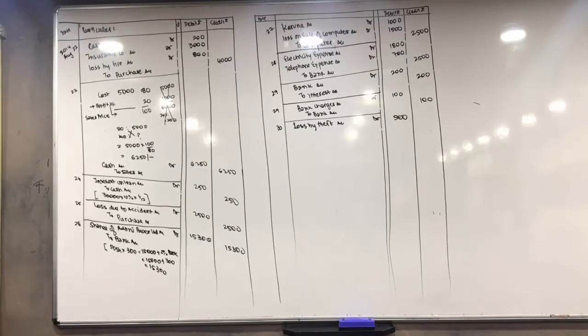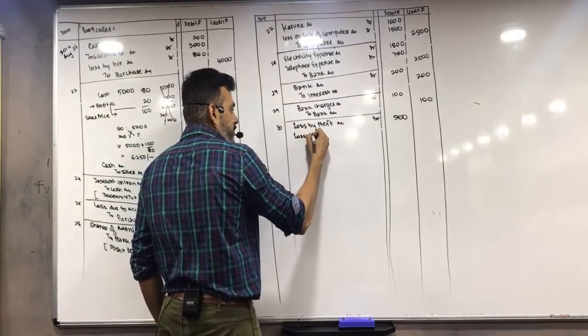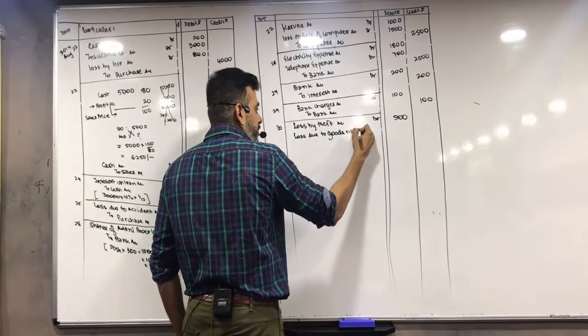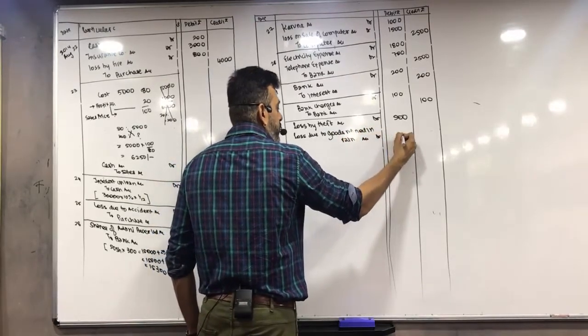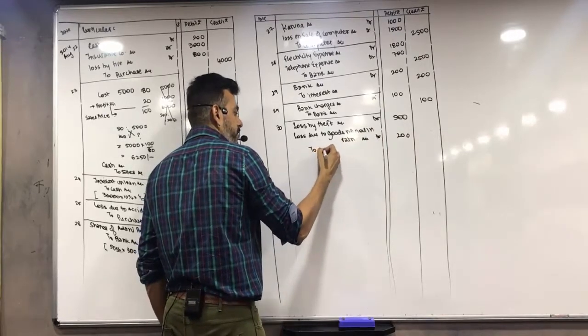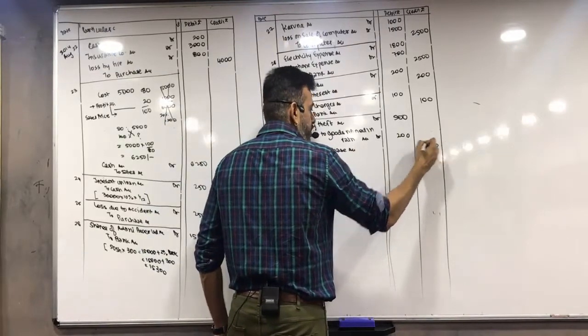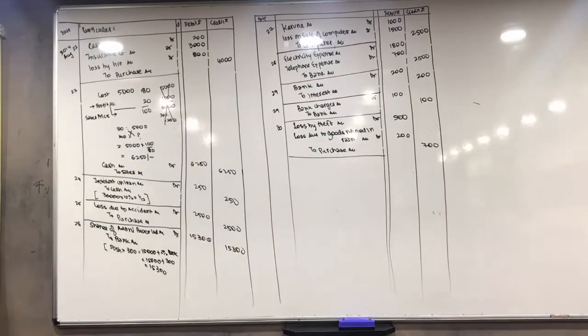Loss by theft account debit and loss due to goods ruined in rain account 200, and to purchase account 700. Textbooks show both done separately. We have combined them because in both goods goes out.